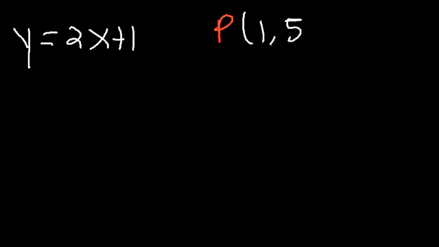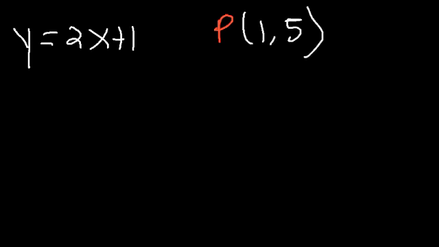In this video, we're going to focus on writing equations of lines that are parallel and perpendicular to a given line, but passing through a point. So let's say we have the equation y is equal to 2x plus 1, and we want to write the equation of a line that's parallel to the line y equals 2x plus 1, and that passes through the point (1, 5). How can we do it?